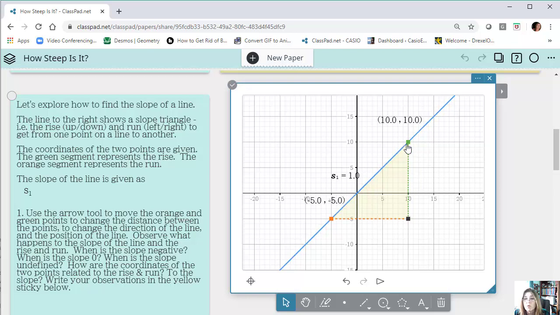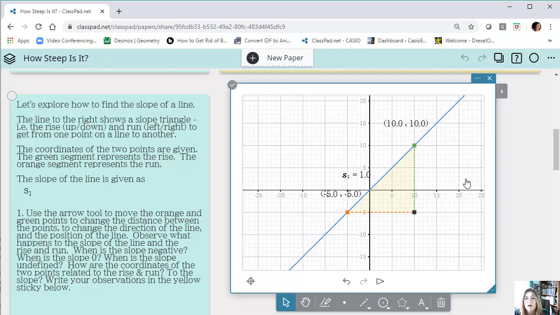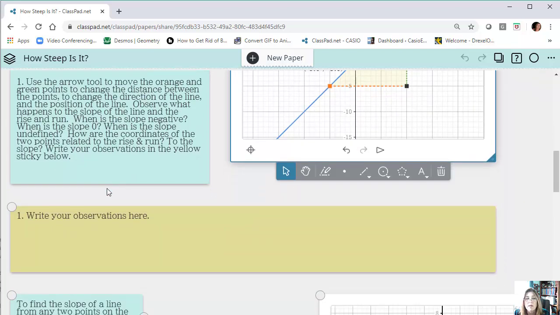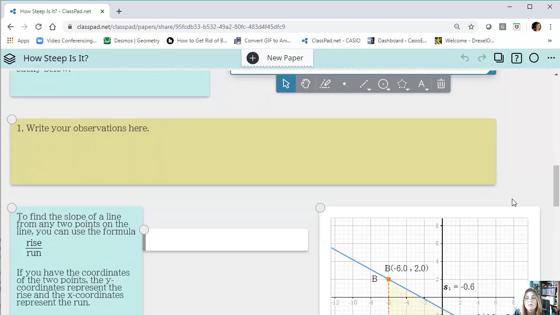How does moving these points change the slope? How can I use the coordinates at this point to figure out this? So it's just explorations that they're doing here. And again, they can move things around. And as they make their observations, they're simply writing them here. Okay, and then we get into more formal.